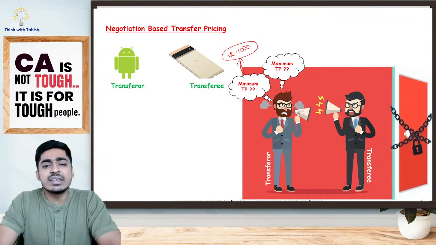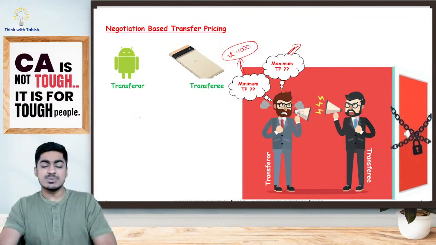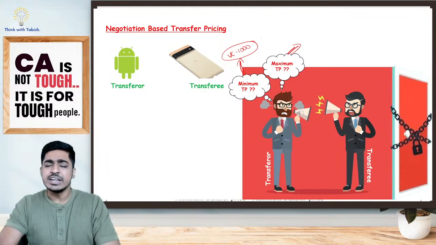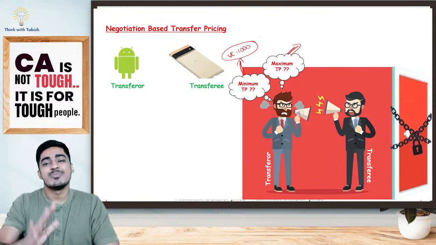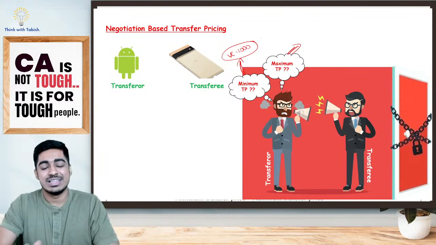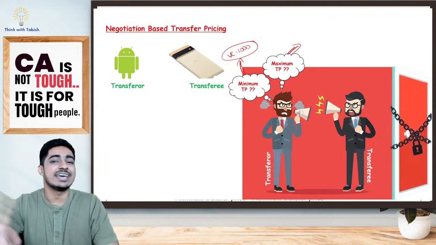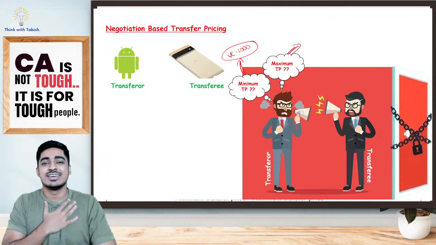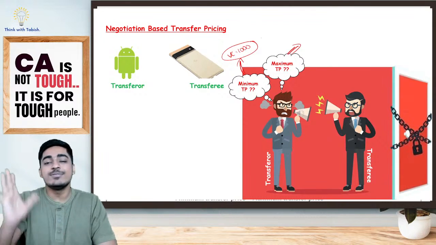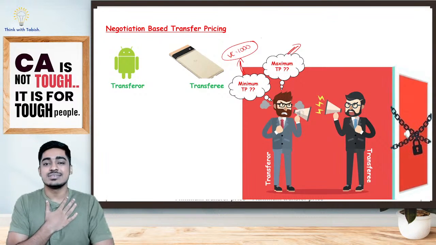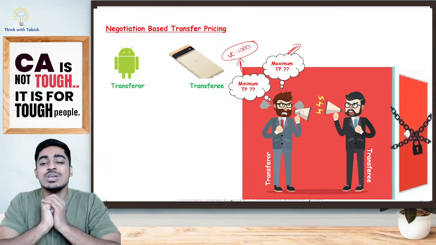But will the transferor think about the maximum transfer price? Will he go into the negotiation thinking, yes, maximum I'll charge 2,000? More than that, even if the transferee says I will give, no, I will not take. I cannot do that. Maximum I'll charge 2,000 only. Will he think that way? Yes or no? No, he will not think that way.